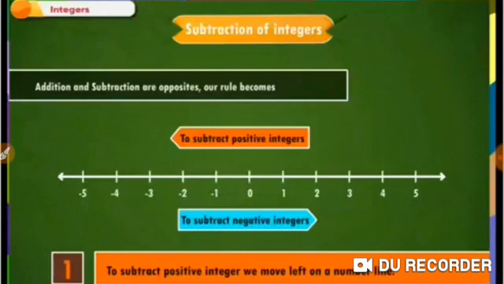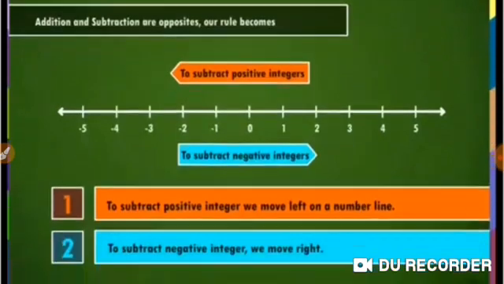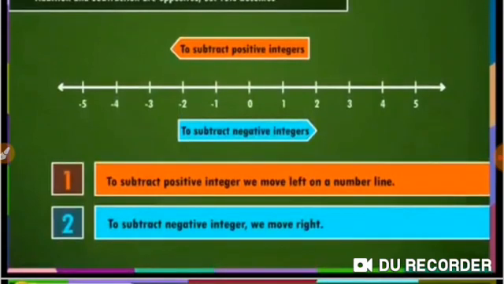As we already know, addition and subtraction are opposites. So the rules of subtraction become like this. First, to subtract positive integers, we move left on a number line. Remember, to subtract positive integers, move to the left of the number line, and to subtract negative integers, move towards the right on the number line. Correct? So these are the basic rules of subtraction on a number line.